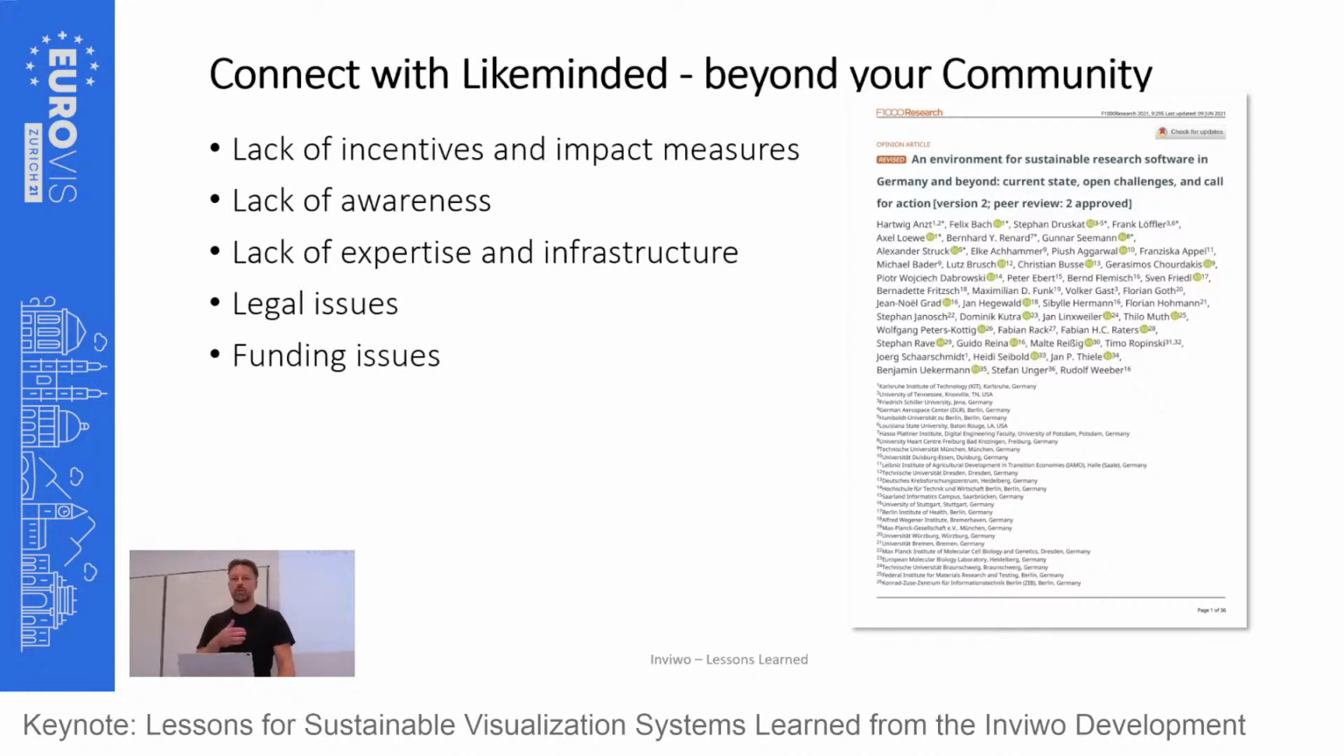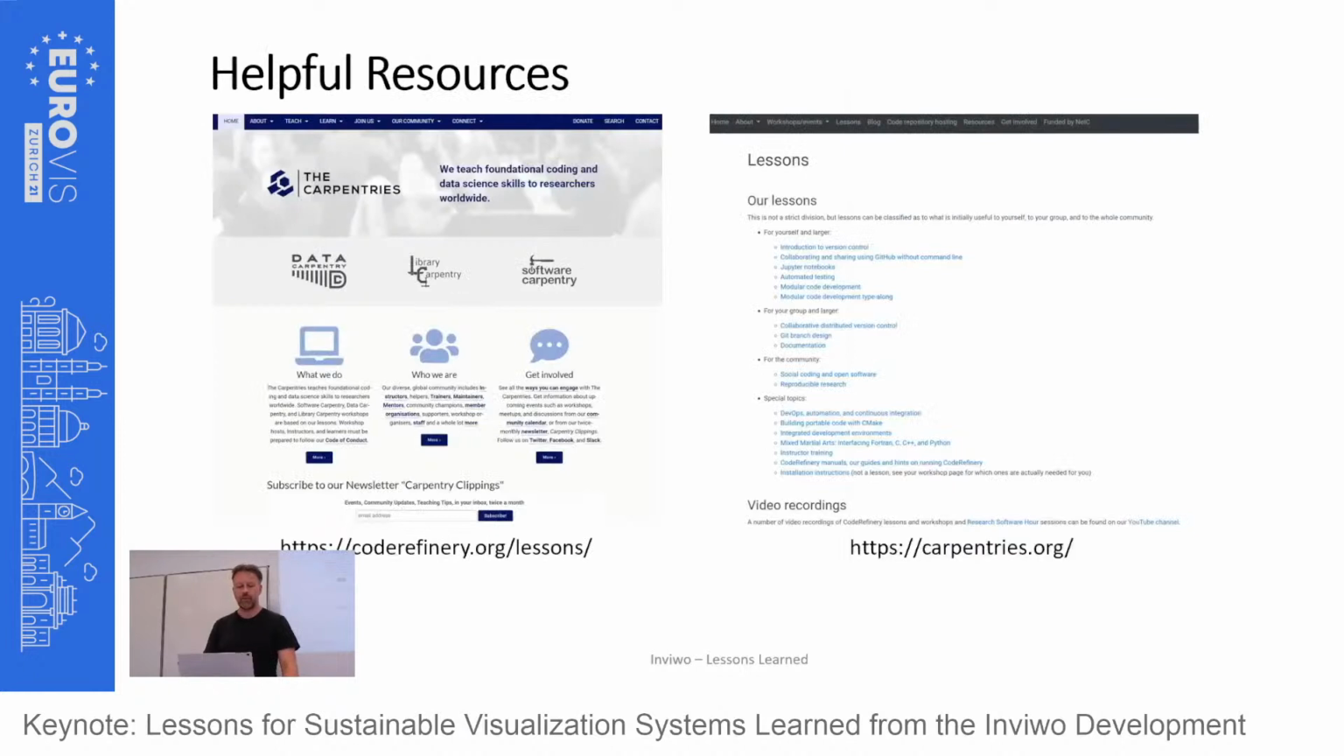So basic research gets a lot of funding. Writing grants for developing research software is a bit more difficult, but it's also improving now due to initiatives like the ones here on the slide. If you want to start in research software in general, I would recommend those two websites, the Carpentries and the Code Refinery. They actually give tools for developers to improve their research software programming skills.